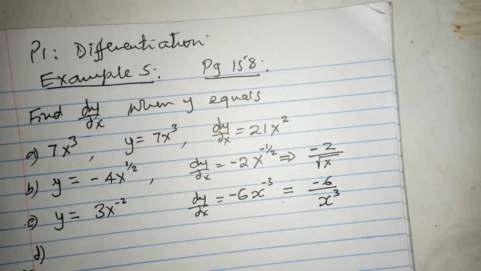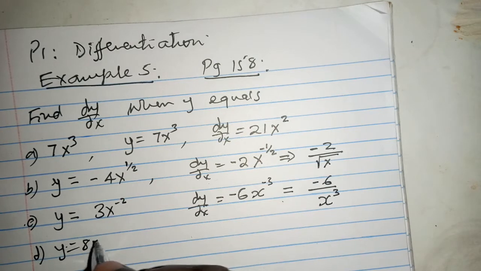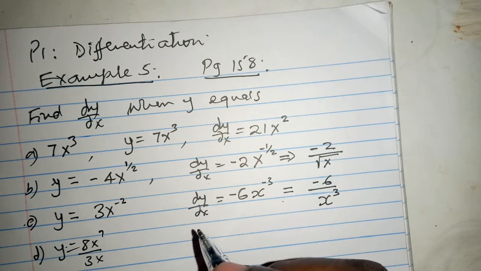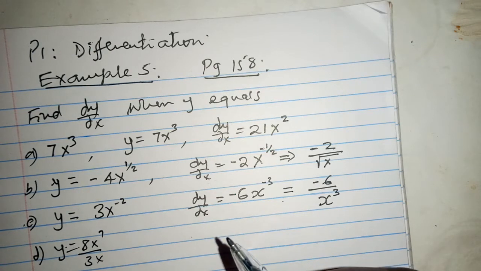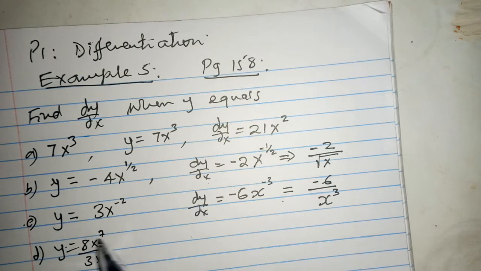Part D, we are talking of y is equal to 8x raised to power 7 all over 3x. Remember that there is some work to be done here, because we have x at the numerator and x at the denominator. First of all, we must know that this x and this x are going to be operated upon, and because it's division, we are supposed to subtract the powers. So x power 7 minus 1 is going to be x power 6.